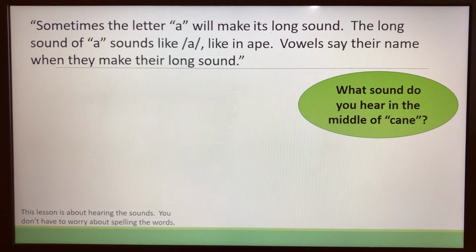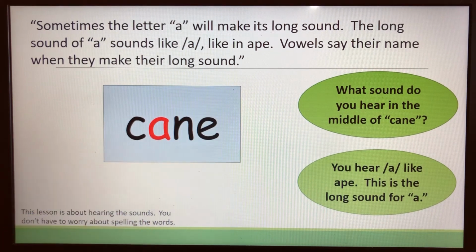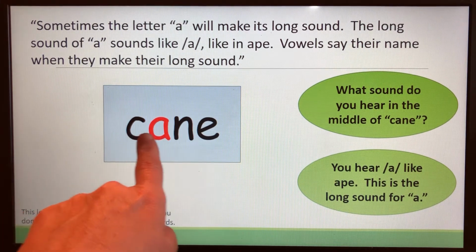Sometimes the letter A will make its long sound. The long sound of A sounds like A, like in the word ape. Vowels say their name when they make their long sound. What sound do you hear in the middle of cane? Cane. You're right, you hear A like in ape, the long sound of A in the word cane.